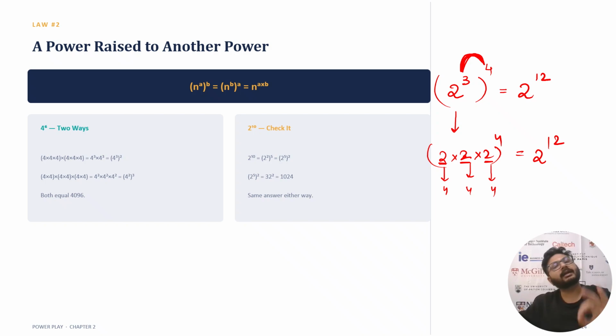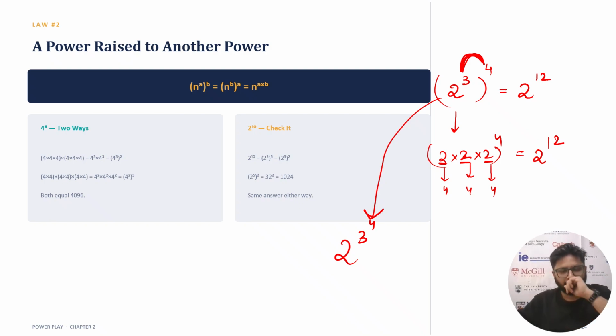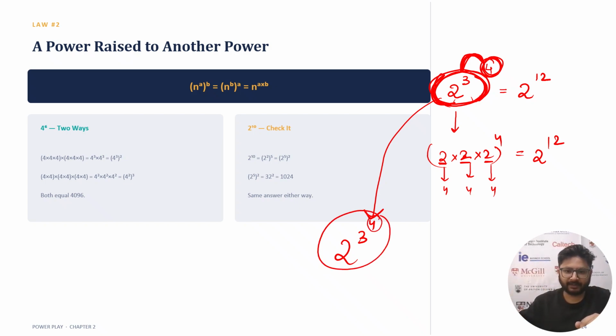Please do not confuse this with 2 to the power 3 to the power 4. Try to understand that these two are entirely different things. In this one, this power of 4 is raised over the entire number 2 to the power 3. This is what the formula is about. In the other one, the power 4 is raised over the lower power, or the previous power.